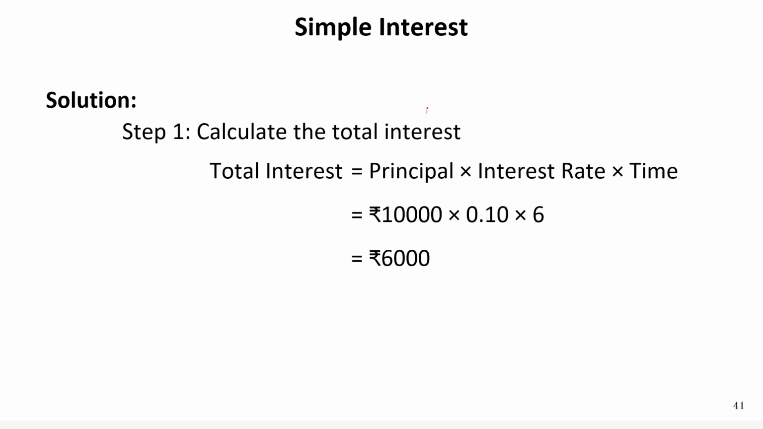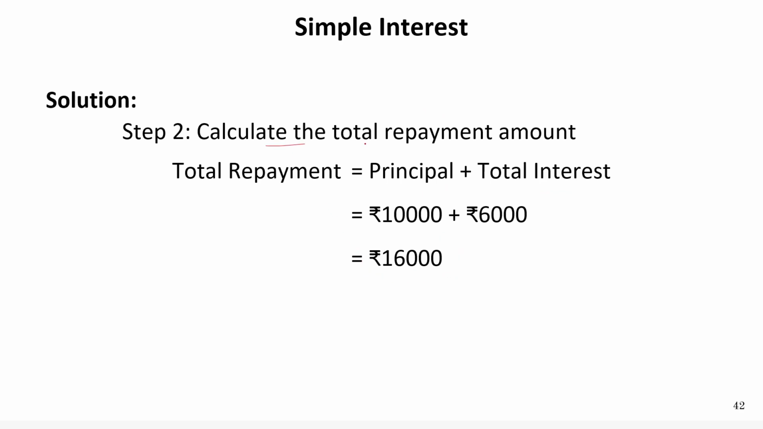Okay, so calculating the total interest is equal to what? Principal into interest rate into time. So 10,000 into 0.10 into 6 is equal to 6,000, right? So calculating the total repayment amount. So total repayment is equal to principal plus total interest, which is 10,000 plus 6,000 is equal to 16,000, right?